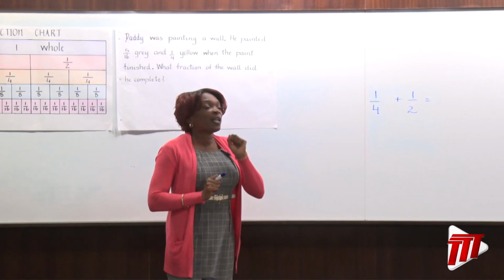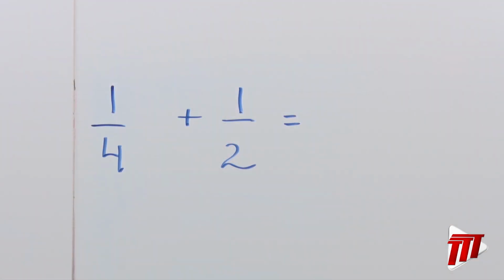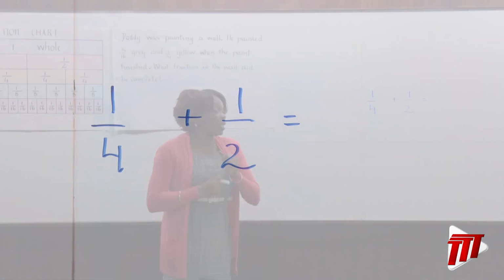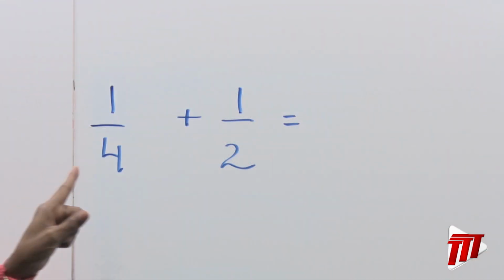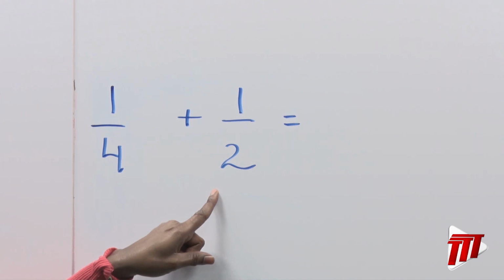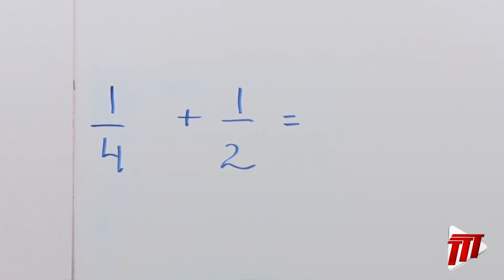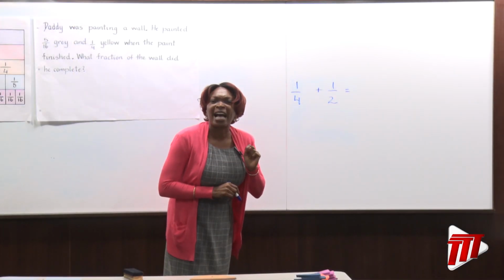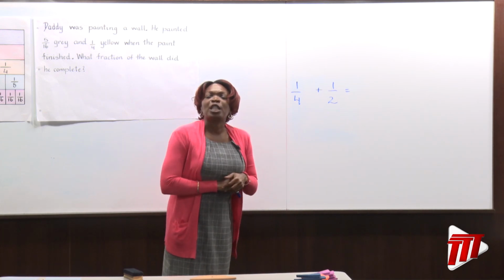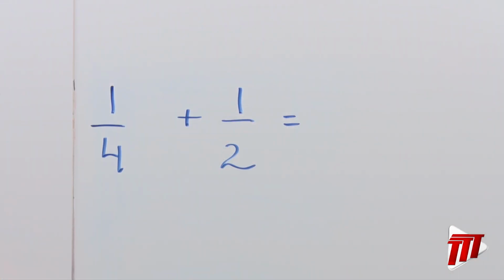Equivalent fractions, because we remember that we cannot add any fractions when the denominators are different. We must bring them to the same denominators. So what are we going to do? Let's observe. Is 4 a multiple of 2? Children, are you seeing a pattern? So we can change one of these fractions here. Which one? I'm waiting. Yes, 1/2. We can change 1/2 to equivalent fractions where the denominator is 4.